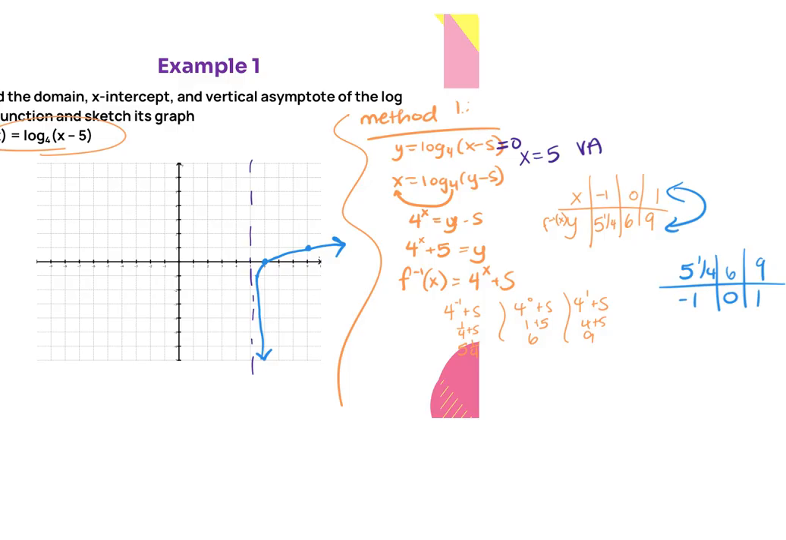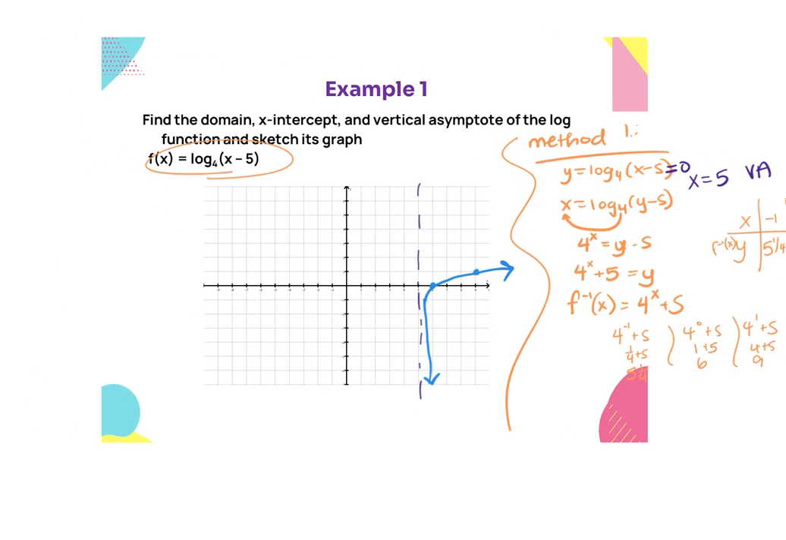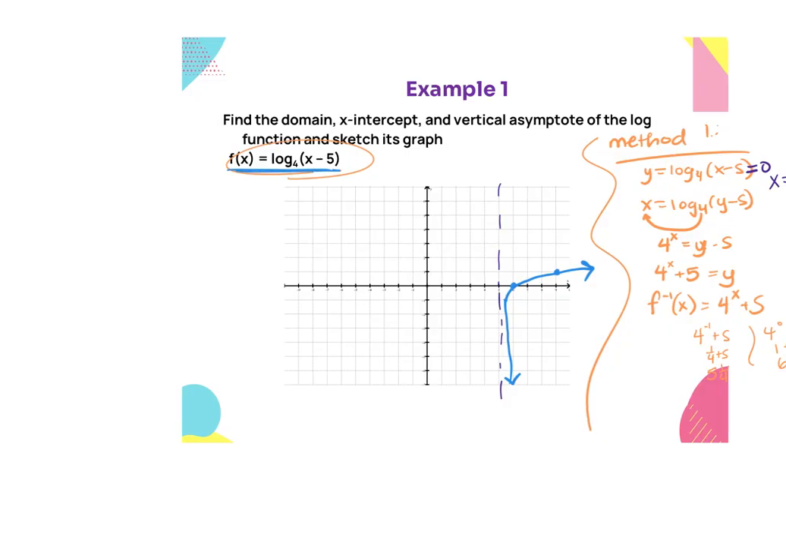With me so far? So again, that's method 1. Find the inverse, plug in for x, switch your coordinate points back. Method 2 is take my function and put it into exponential form. So y equals log base 4 of x minus 5. 4 picks up the y. 4 to the y equals x minus 5. 4 to the y plus 5 equals x.